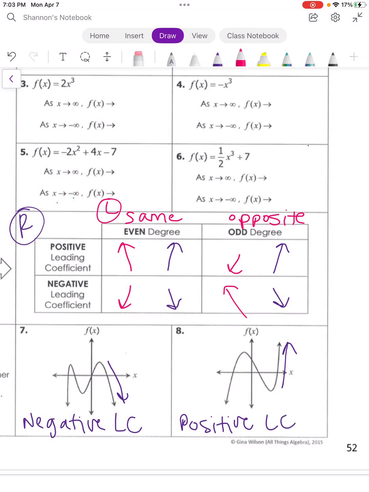Then it asked about your degree. Notice that on 7, the left side is going the same direction, so that is going to be an even degree. Whereas on 8, the left side's going down and the right side went up, so that's going the opposite direction. So that is going to be an odd degree.